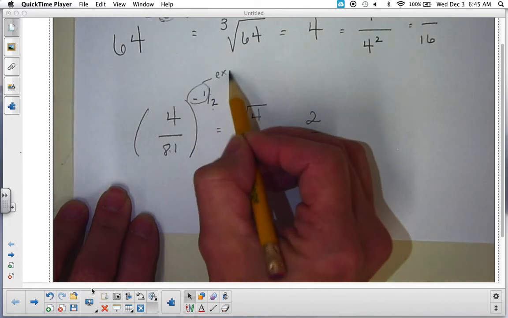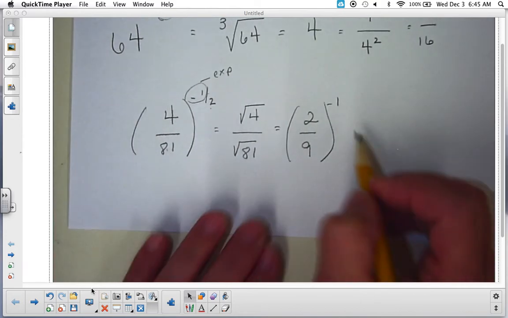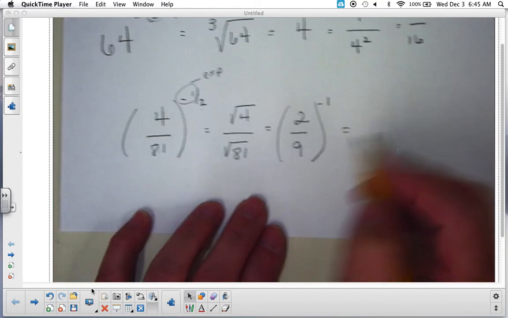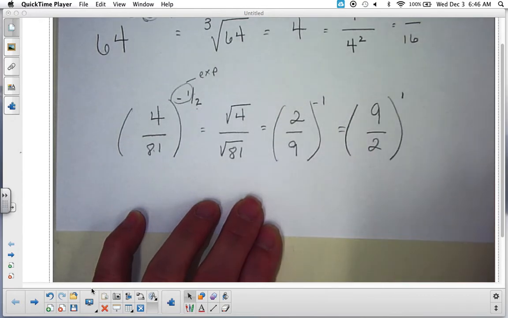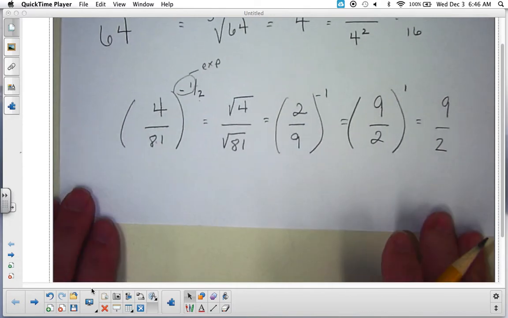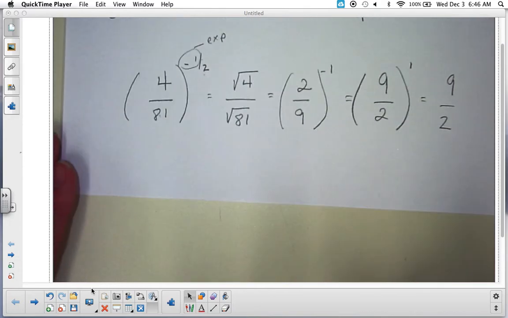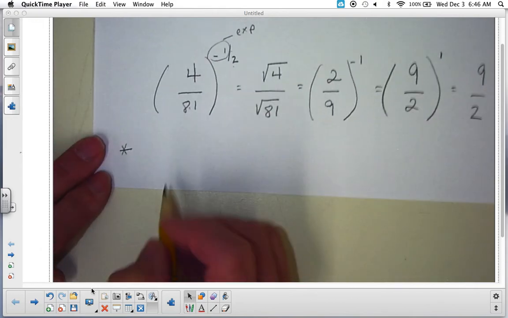And then we're going to apply this as the exponent. So this is my exponent. So I'm going to raise all that to the negative 1. Negative just makes whatever I have flip around, so it's going to be 9/2 raised to the 1. My answer here is just 9/2. So when I just said, oh shoot, there was one kind of important thing, so let's put a little star here and just hit one more thing.